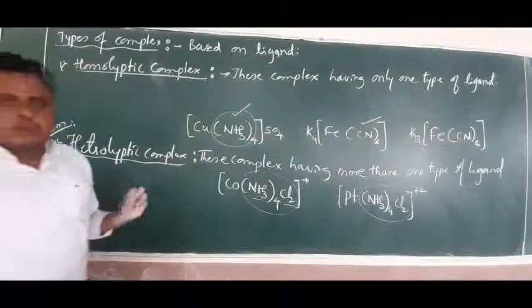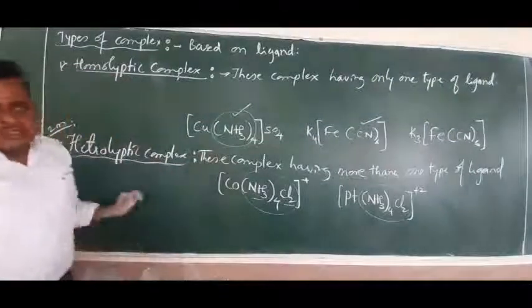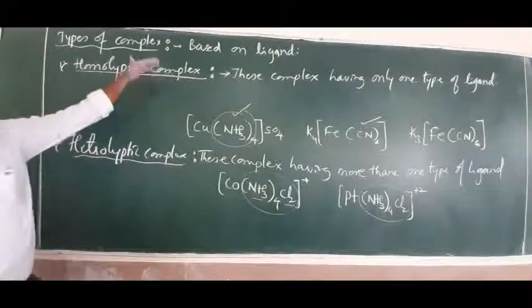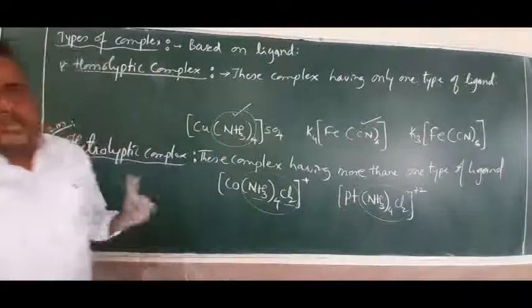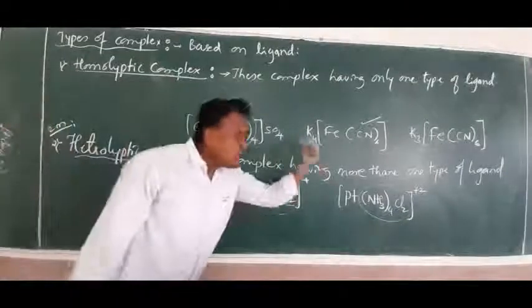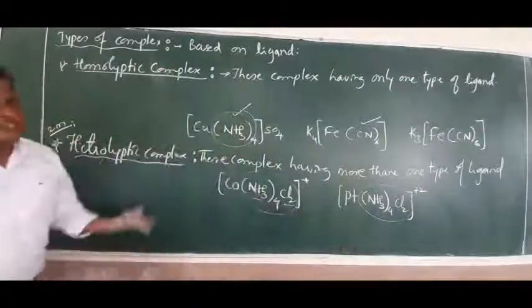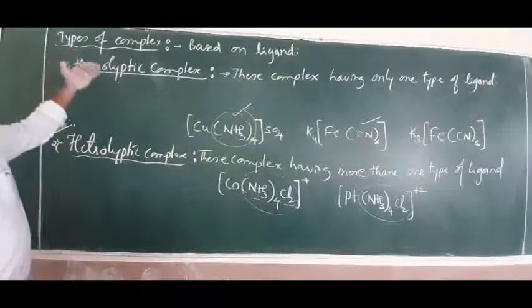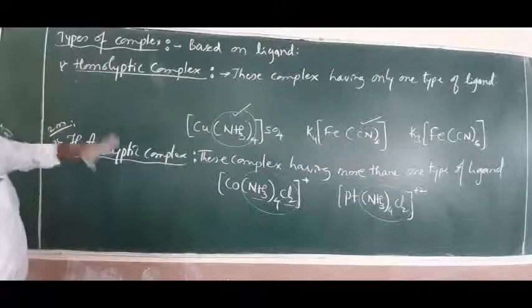Give an example of heteroleptic complex. Give an example of homoleptic complex. What are homoleptic complexes? These are the complexes which involve only one kind of ligand. Heteroleptic complexes are the complexes which involve more than one kind of ligand. These are the two important definitions.